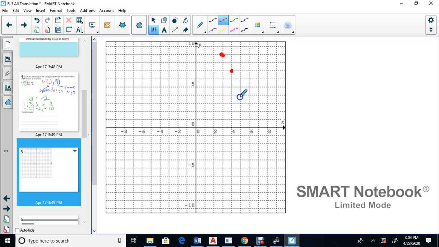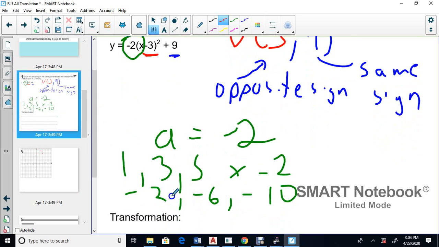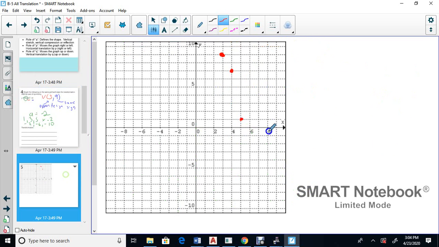1, 2, 3, 4, 5, 6. And over 1, and I can't remember the next number. I'll take a look here. So down here, 2, 6, 10. So I've got to go over 1 and down 10. So I go over 1 square, 1, 2, 3, 4, 5, 6, 7, 8, 9, 10. And I put a dot.